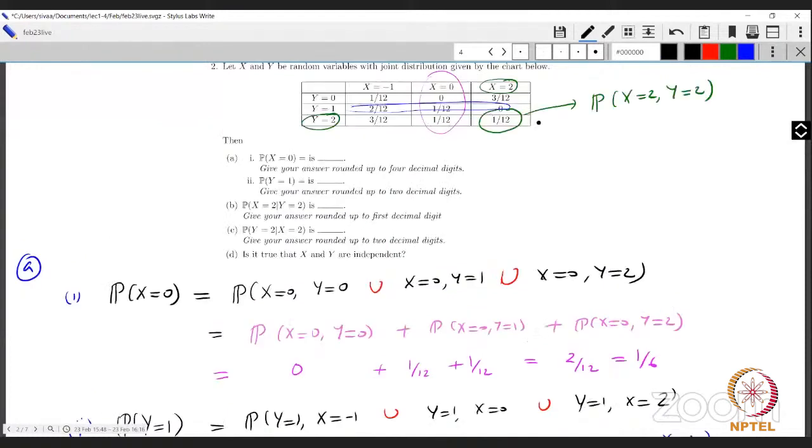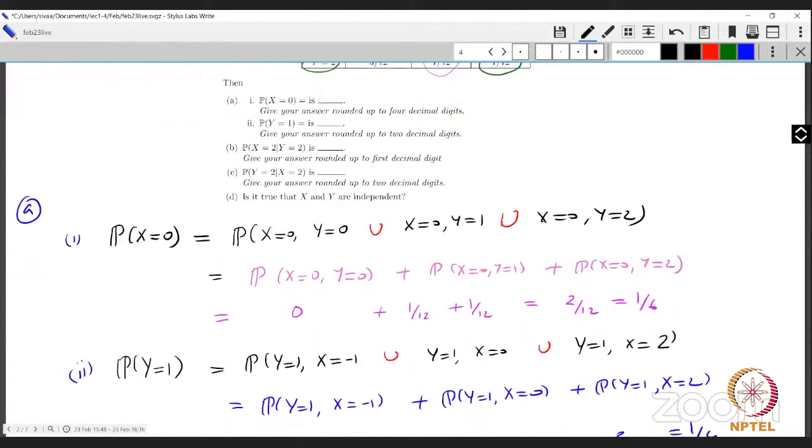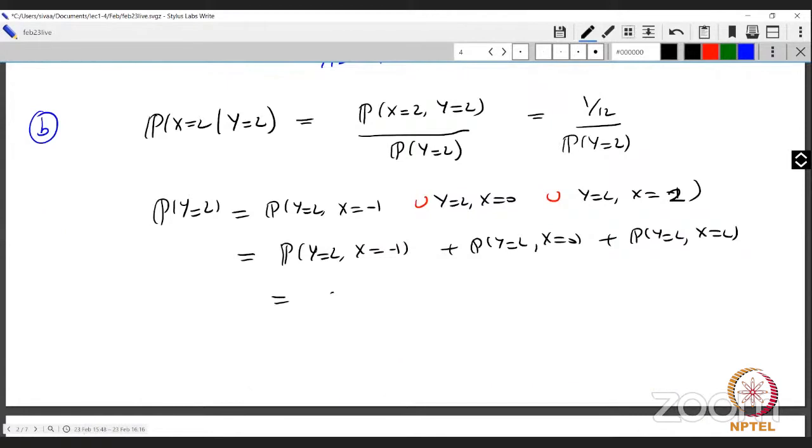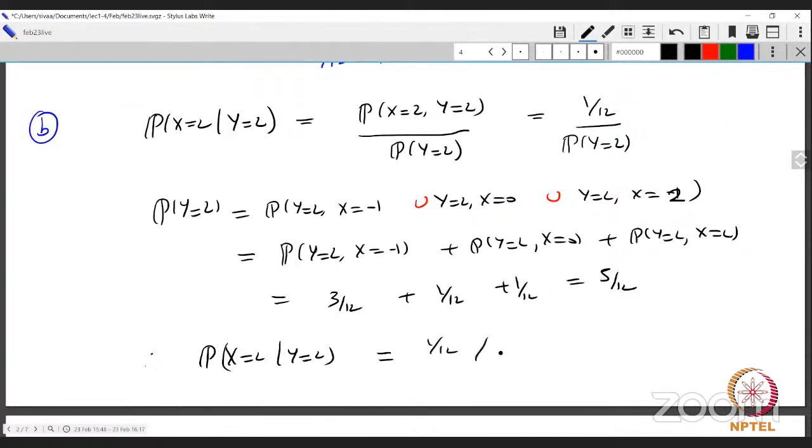And that's just how to add the last row. 3 over 12 plus 1 over 12 plus 1 over 12. That's 5 over 12. So therefore, probability x equal to 2 given y equal to 2 is now 1 over 12 divided by 5 over 12. That's just 1 over 5.